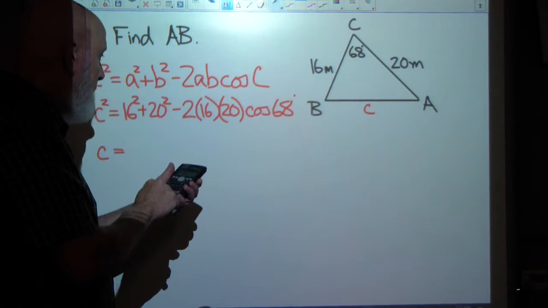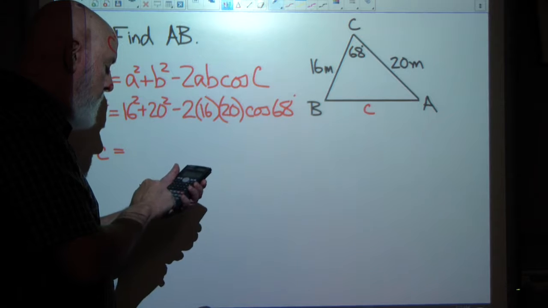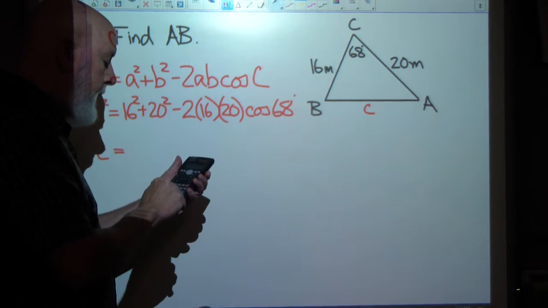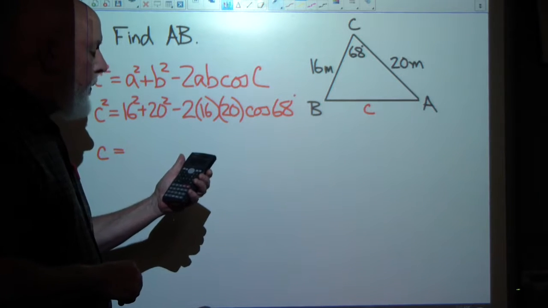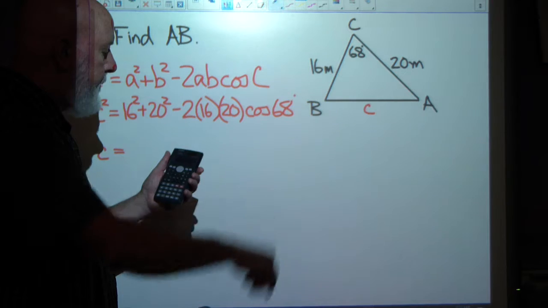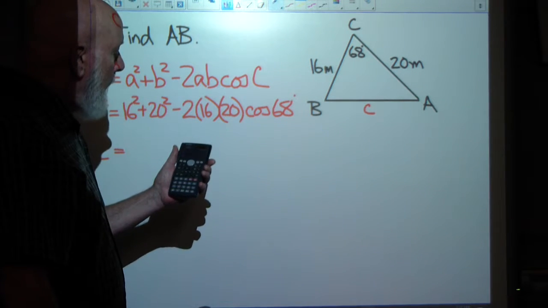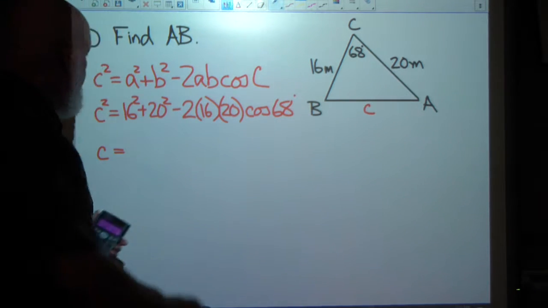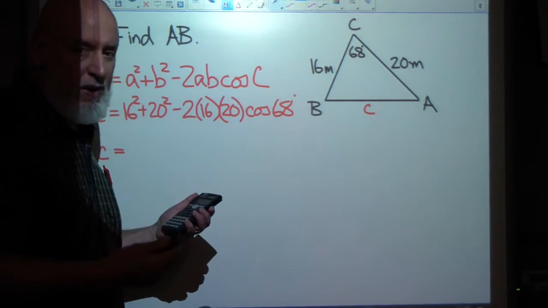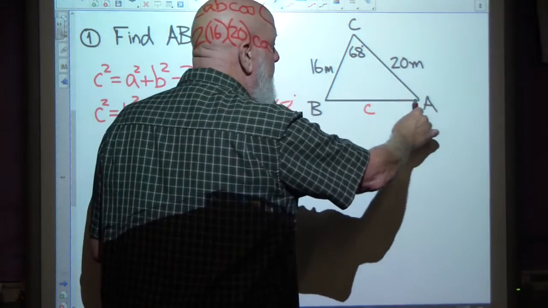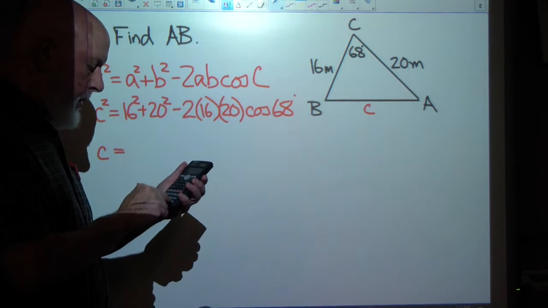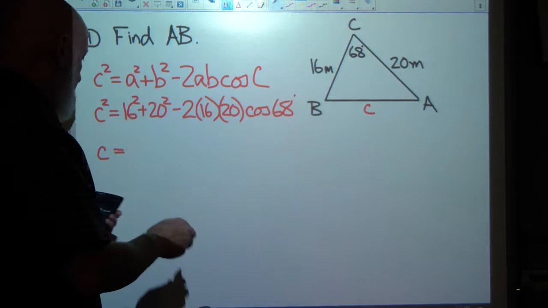minus 2 times 16 times 20 cosine 68 degrees equals 416.25, and it leaves my screen, goes on forever, never repeats. I'm going to take the square root of that because that's c squared. All of this is c squared. I don't want c squared, I want c. I want the length of this line segment, which is c, not c squared. So I'm going to take the square root of this, equals 20.4.